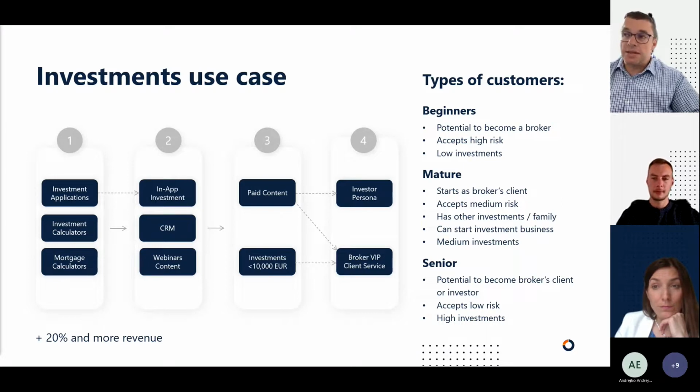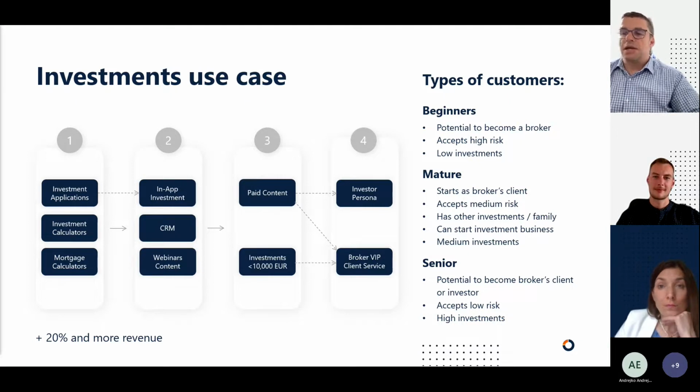And then we have another part, which is a major segment of customers. They're usually regular fathers of families who have a mortgage. Probably they need to buy a car for the family. So the investment is not so high as in the senior segment, but they can accept medium risk because they're already investing a little bit less than the senior ones.